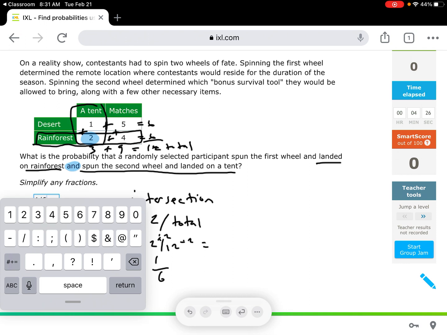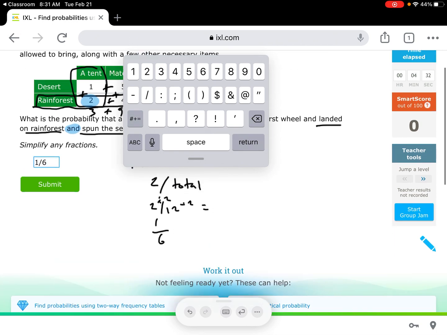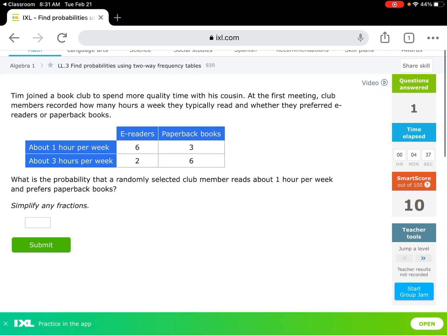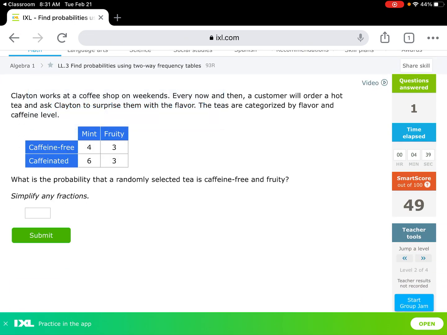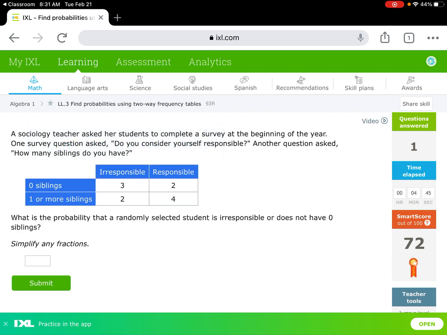All right, cool. Okay, so I'm going to fast forward a skill. This is pretty much the same thing, so I'm going to pass by one more.